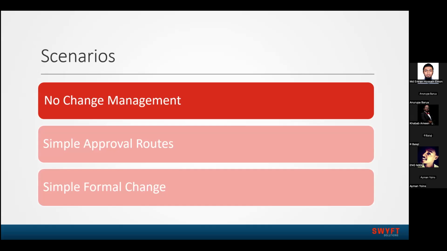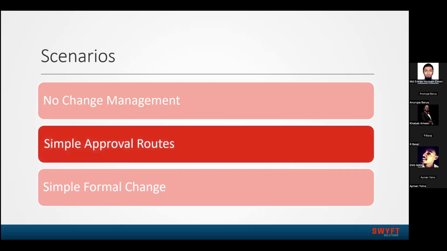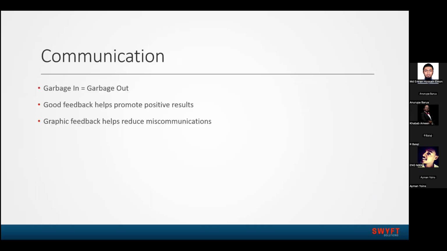I know that that's where a lot of people get started, but with the 3D Experience platform, there are a lot of tools in there that help prevent that from happening. And one of the first steps that I recommend is just using simple approval routes. So if we take a look at that first example, communication is really important. Garbage in is garbage out. You need to have good feedback to promote positive results, and even better, graphic feedback helps reduce those miscommunications.